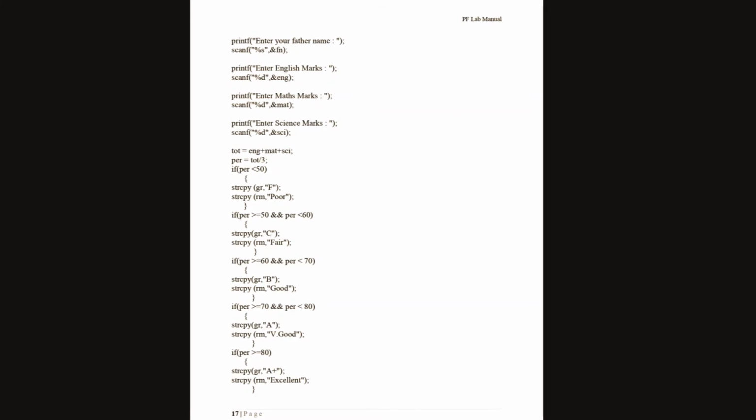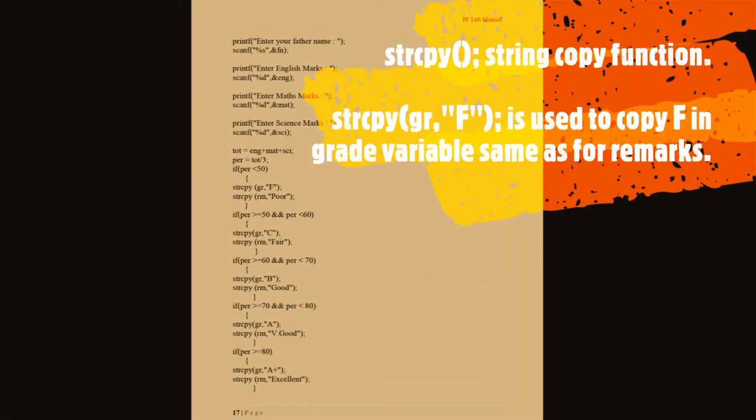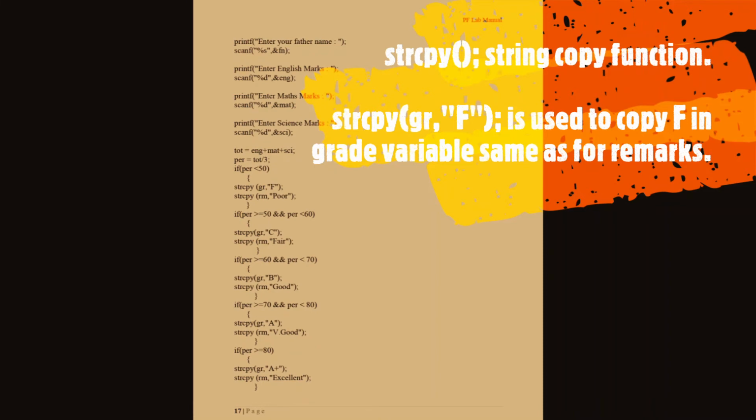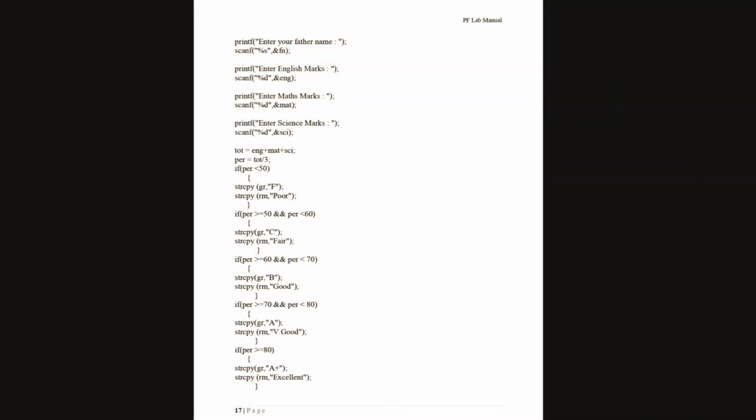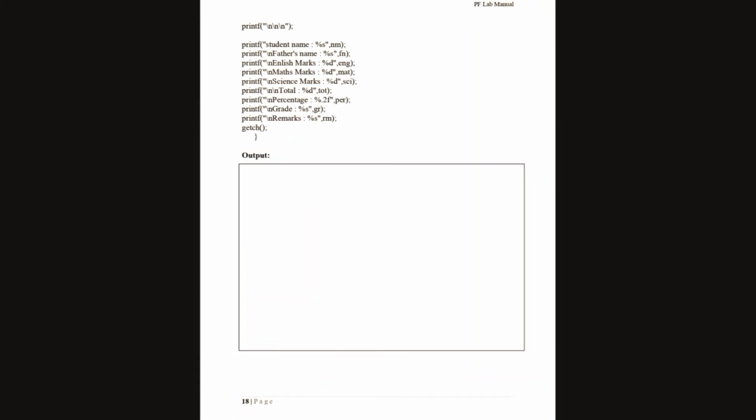You can see two things in this: we are using string copy, grade F, and string copy for RM is equal to poor. It means the grade is F and your remarks is poor. If your grade is C, then your remarks is fair. If you have to copy anything into a variable, then you have to move it to a temporary variable, then again move to that variable. You have to swap the values. But if you are using string copy, it will swap directly and store the values in the variables that are declared.